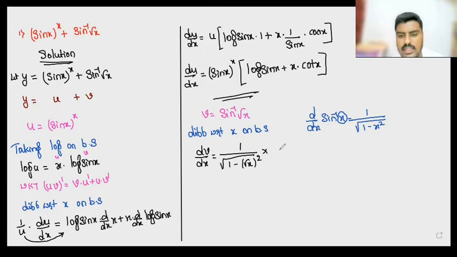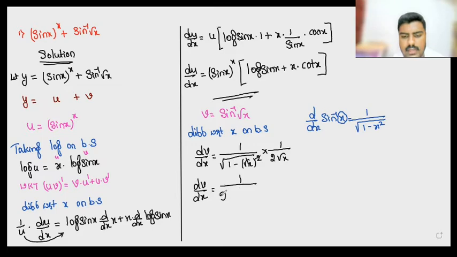Again, you should differentiate the root x. It will be 1 by 2 root x. Did you understand? Now the square and root cancel here. So dv/dx = 1 divided by 2 root x into root of 1 minus x. Now when you multiply this root x here, what will it become?